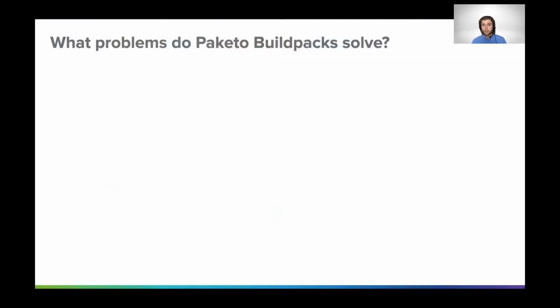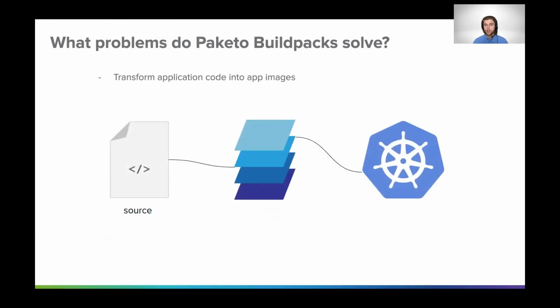So to give some understanding about what Paketo buildpacks are, let's talk about the problems that they solve. The first of these is transforming application code into images. On any Kubernetes system, you're going to have to translate your source code into this application image in order to get it to run. This is true for vanilla Kubernetes, and this problem needs to be solved for Cloud Foundry on Kubernetes as well. If you want to cf push your app, we need to convert it to an image at some point.